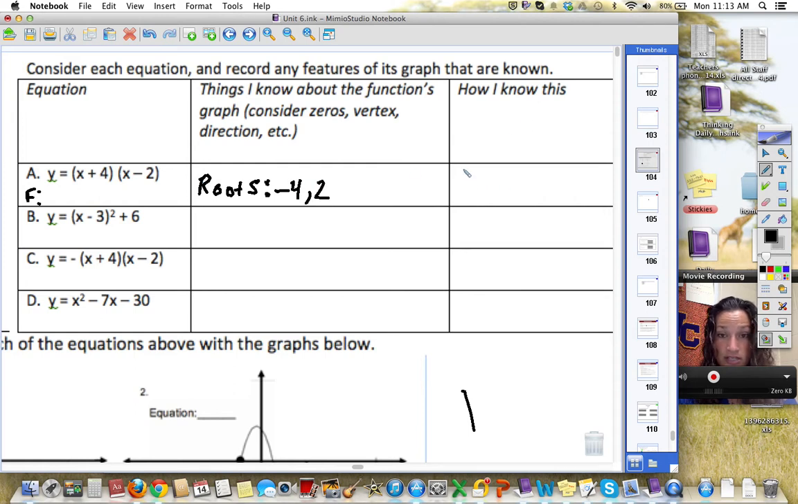And how I know this is I set y equal to 0. So if I set y equal to 0, then I have this equal to 0, which gives me -4. This equal to 0, I add 2 and I get +2.